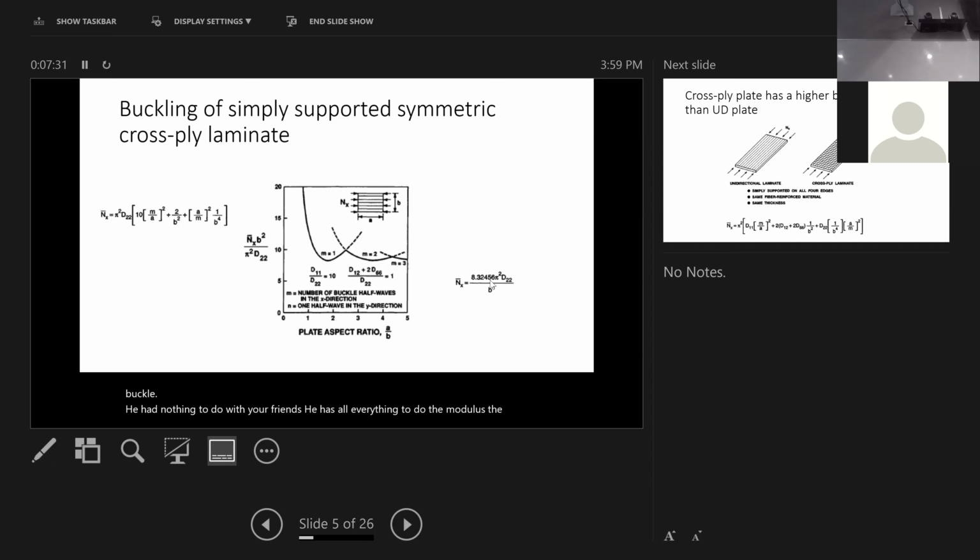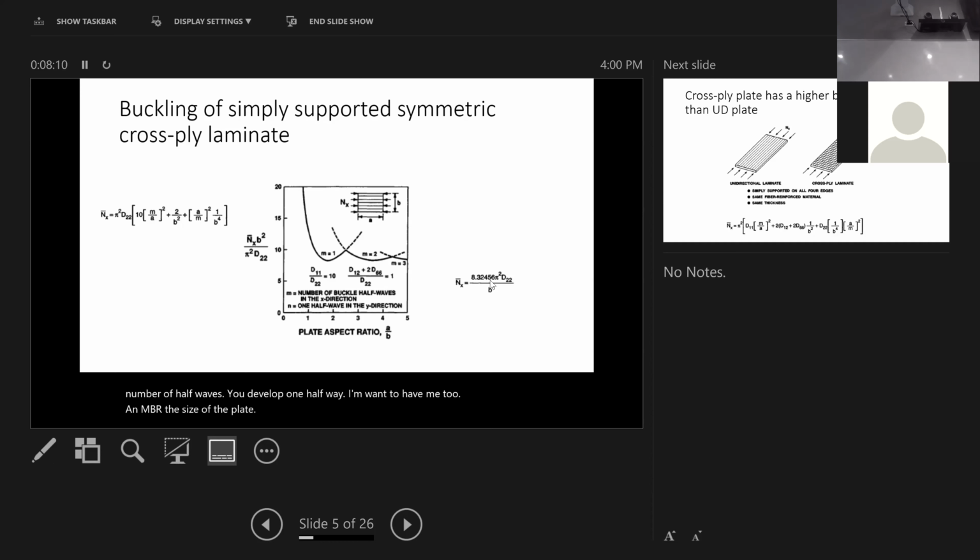Now, if you look at this thing, it's very similar. It's a pi squared D. What's the D? D is like a stiffness. It represents some sort of modulus in the bending part, and some geometric quantity. So m is a buckling mode. It's the number of half waves you develop. One half wave m equal to 1, two half waves m equal to 2. And a and b are the size of the plate.